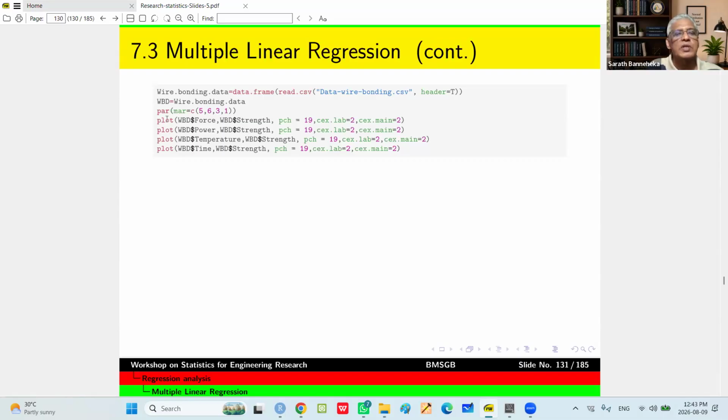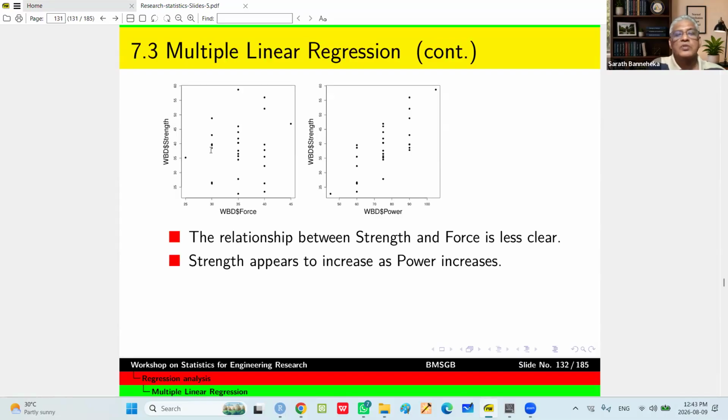So I asked to plot. I have given a short name for this, wire bonding data. I denoted it by WBD. So I take the plot of force. This is the x variable, and then strength is the y variable. And then I plot strength versus power, strength versus temperature, strength versus time. So these are the graphs that I got, scatter plots.